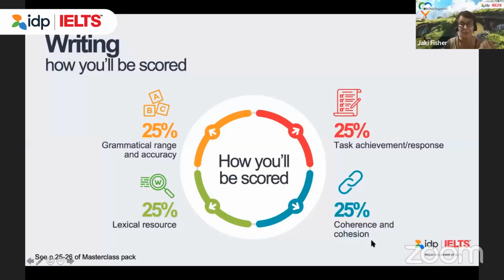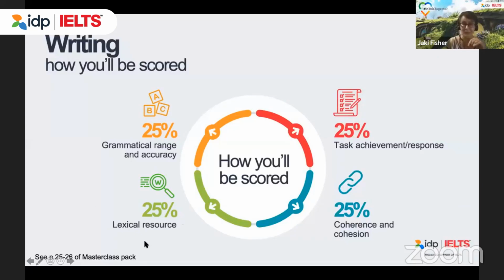Next one, coherence and cohesion. So we see this word again from the speaking. This is your structure. Do you have a good structure for your writing? Usually for IELTS writing, you need 4 or 5 paragraphs, and you must have paragraphs. You must, okay? Do you have to write more often to master this? Yes, you really do need to practice for the writing. Now, the other thing for this part is it must flow. So the linking words are important again.